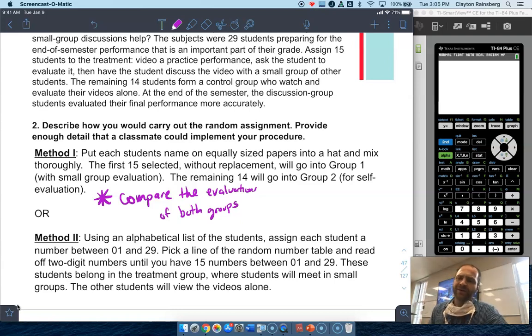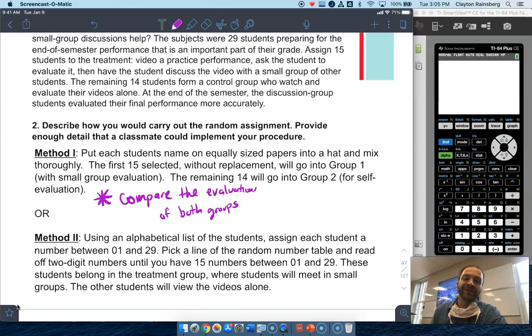So that's the description. Now, method 2, if you want to be that student who uses table D, good for you. Way to be a traditionalist. Using an alphabetical list of the students, assign each student a number between 01 and 29. Pick a line of the random number table, let's just say 137, and read off 2-digit numbers until you have 15 numbers between 01 and 29, ignoring 00 and 30-99. These students belong in the first treatment group, which is going to be the small group evaluation.